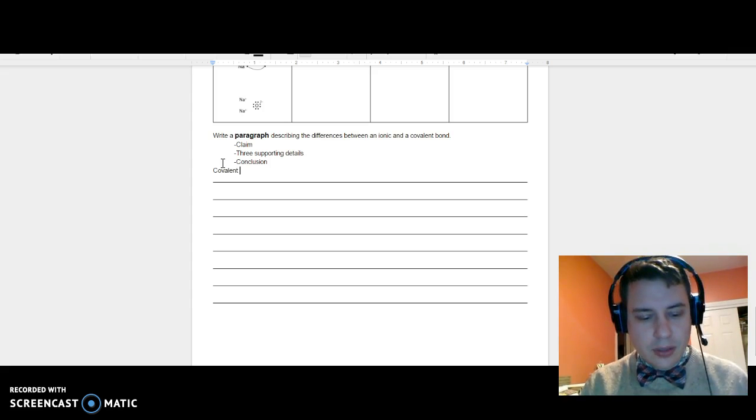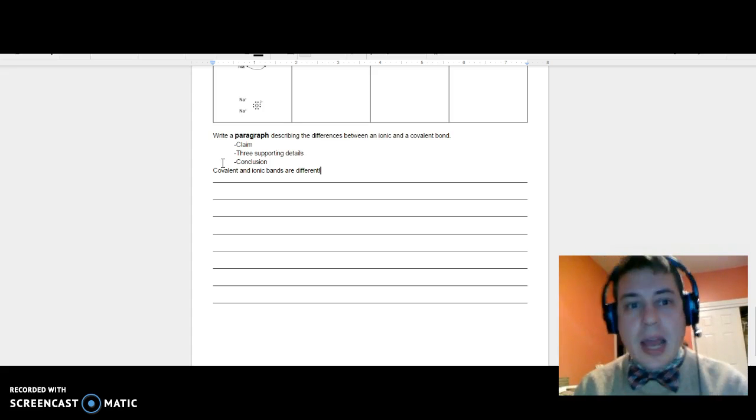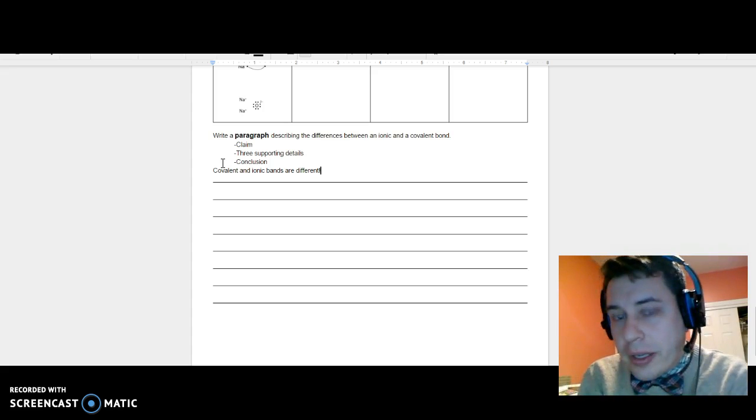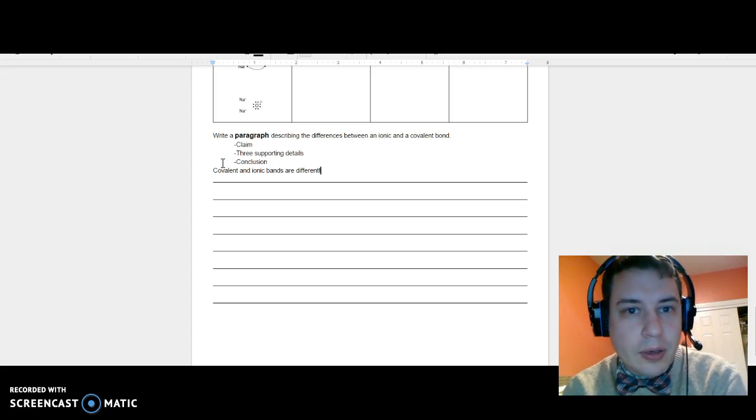covalent and ionic bonds are different. It can be a very simple claim for today. And then I'm looking for 3 supporting details telling me how covalent and ionic bonds are different, and then a conclusion or a closing for that.